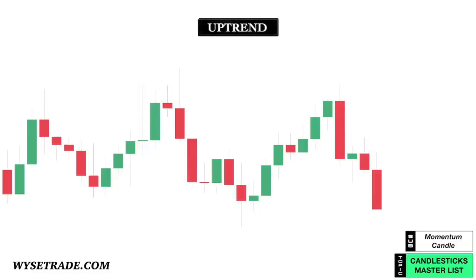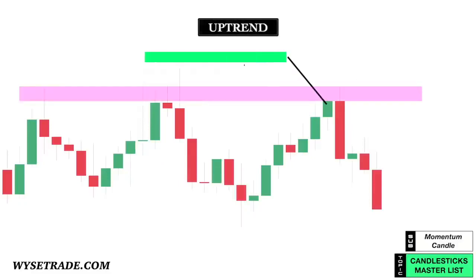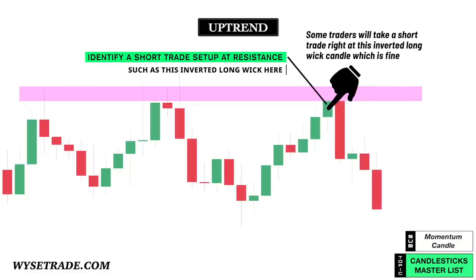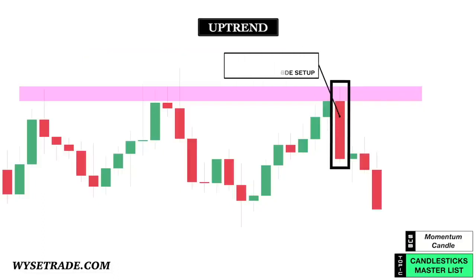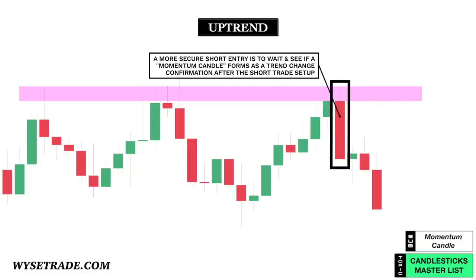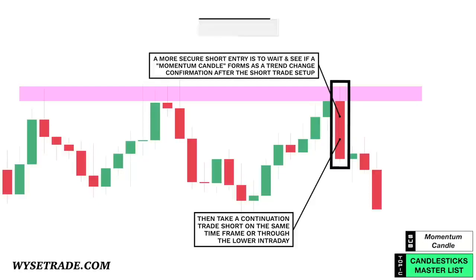So starting with an uptrend, you first need to identify a short trade setup at resistance. Now, some traders will take a trade short right away after the inverted long wick candle forms here, which is fine. But a more secure entry is to wait and see if you get a momentum candle to form like this after the trade setup. Then you would take a continuation trade short.